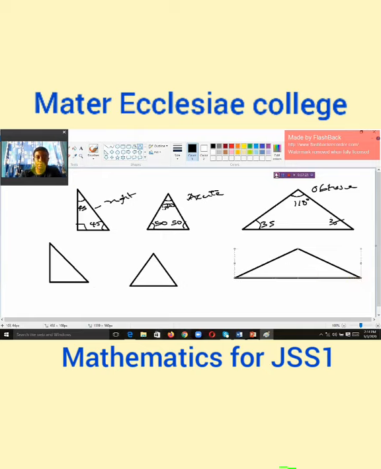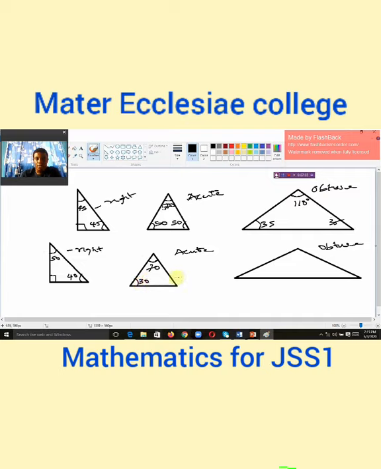Okay, so this is another right angle. So this is acute and this is obtuse. So this will always be 90. So let me say this is 50, and this should be 40. They make up 180. This is 70.